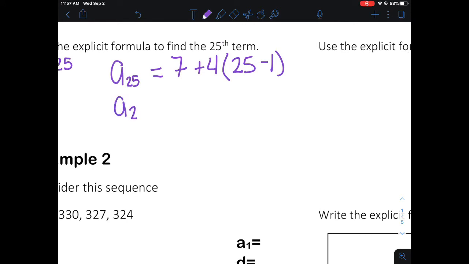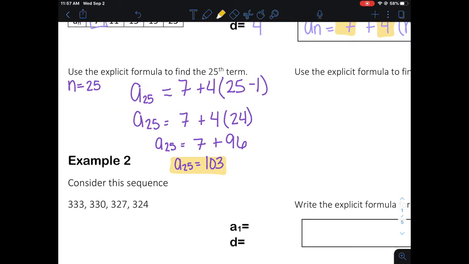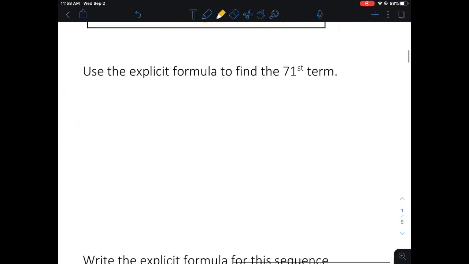So A sub 25 equals 7 plus 4 times 24, which is 96. 7 plus 96 is 103. So if we were to put this in some context that I just totally made up, on the 25th day, you made $103.